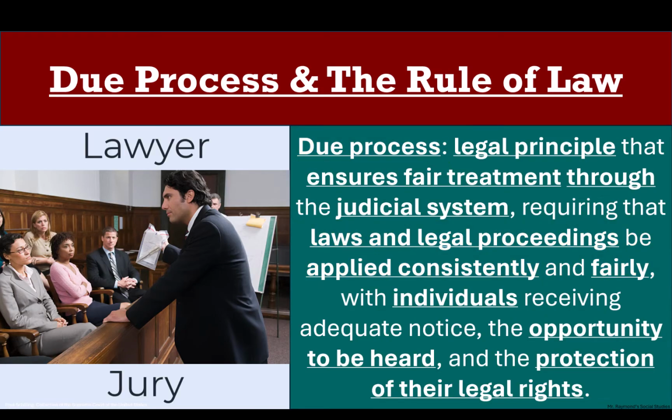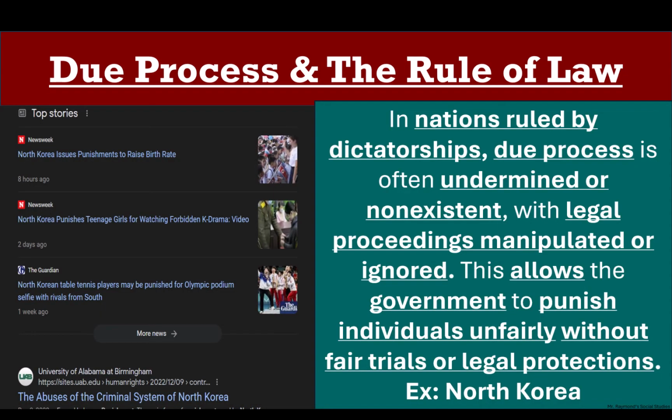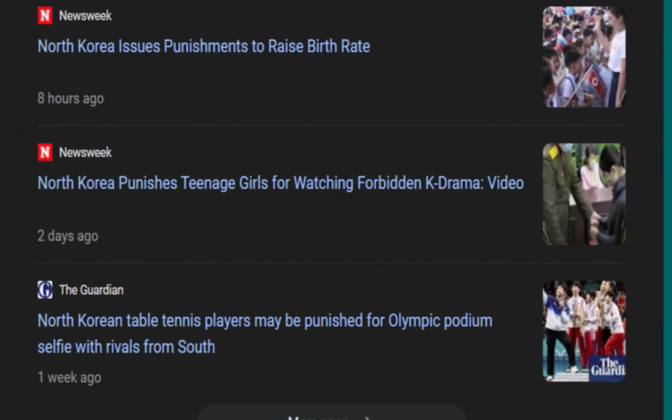The rights to a jury and a lawyer to protect citizens from governmental abuse are prime examples of due process rights. In a nation like the United States, with rights enshrined in our Constitution and Bill of Rights, and an established rule of law system in place, individuals are mostly protected from governmental tyranny. However, in countries ruled by dictatorships, due process is often undermined or non-existent, with legal proceedings or court cases manipulated or not even taking place.